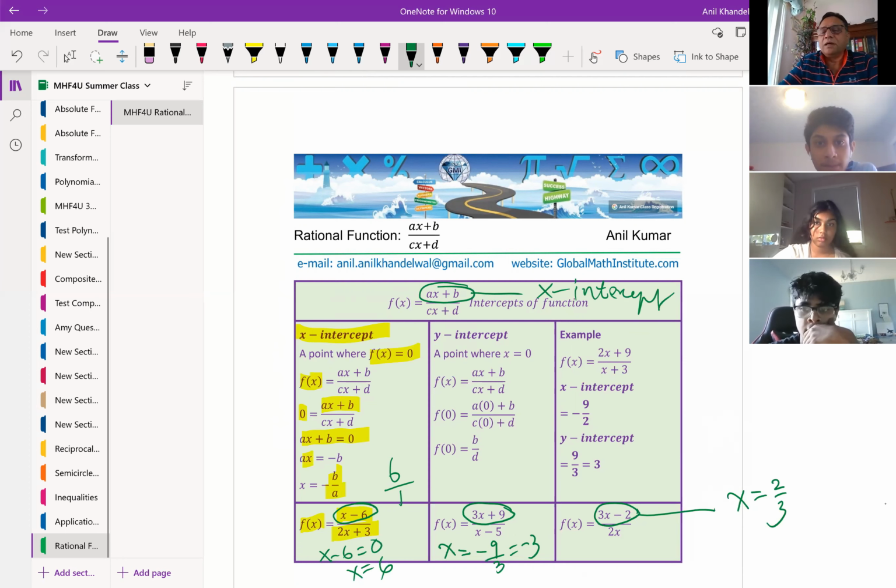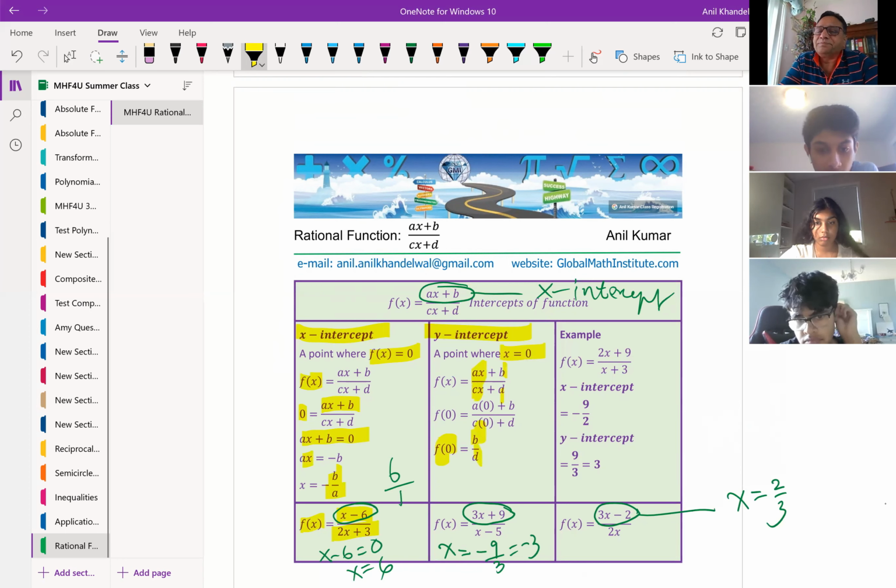Absolutely clear. Now, let us see how we get the y-intercept. As you know, for the y-intercept, we substitute x equals 0, correct? The y-intercept is on the y-axis, where x is 0. Substitute x as 0, and those terms become 0, right? What do you get? b over d, correct? So basically, you're trying to find f of 0. f of 0 is the y-intercept. So the y-intercept is always b over d.